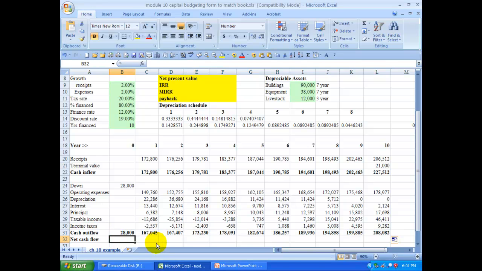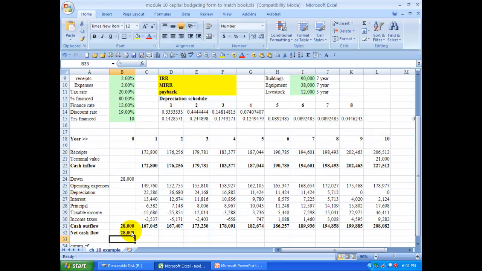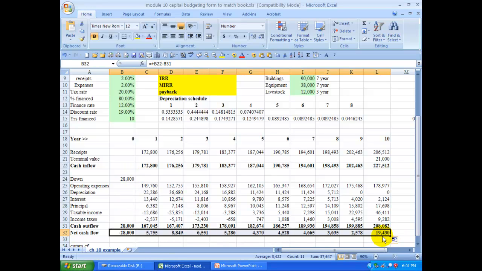And now we need our net cash flows, which are going to be equal to our inflows minus our outflows. In the first year, it's minus $28,000 because that's our down payment. And then I can drag that across, and you can see all of those different amounts.